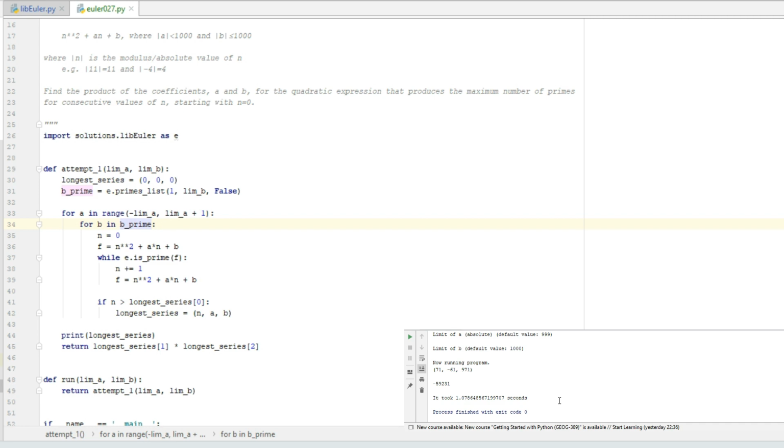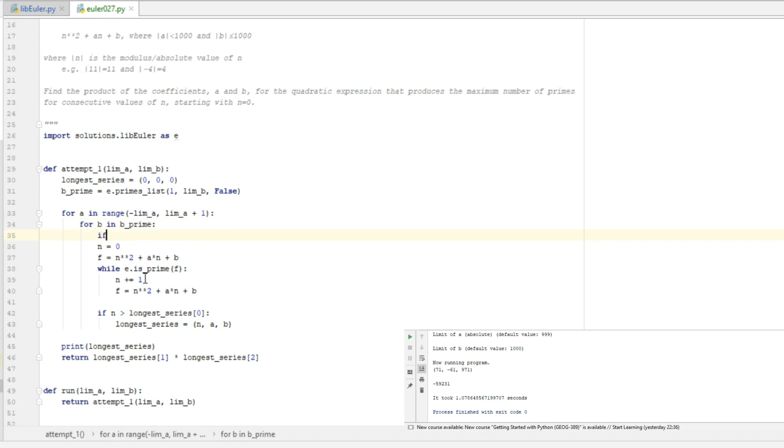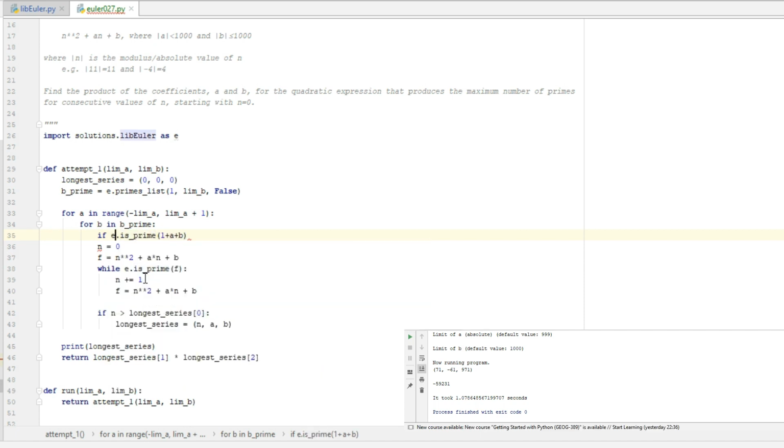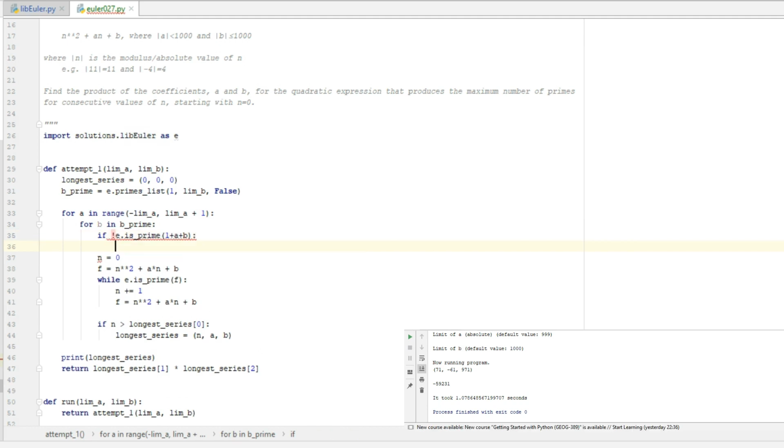And when we look at this formula and say that n is 1, let's fix n at 1. Then 1 squared is 1. A times 1 is a plus b, and this also needs to be prime. So we could say if 1 plus a plus b isn't prime, then we want to move on to the next iteration.